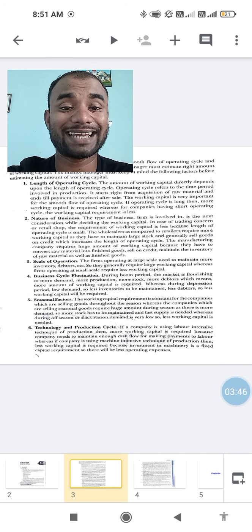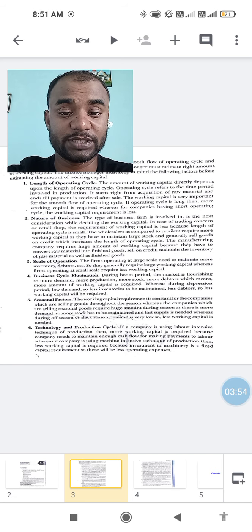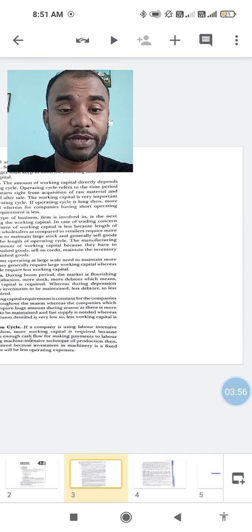Next is technology and production cycle. What technology is involved and what the production cycle is will also affect your amount of working capital. So these are the first six. Let's see what more we have.